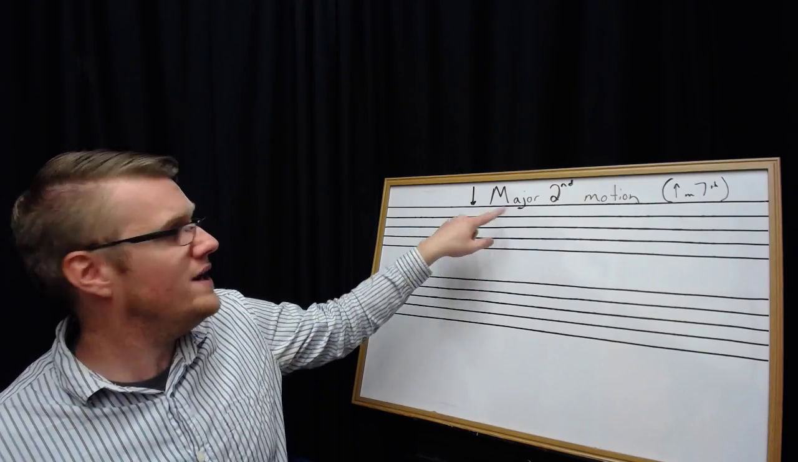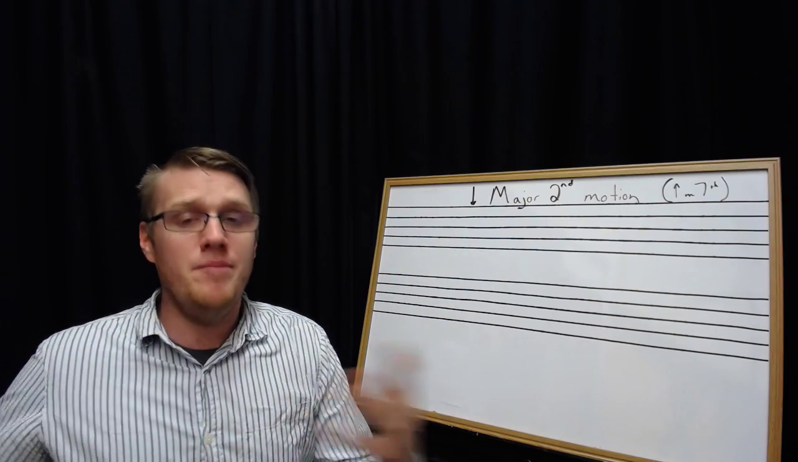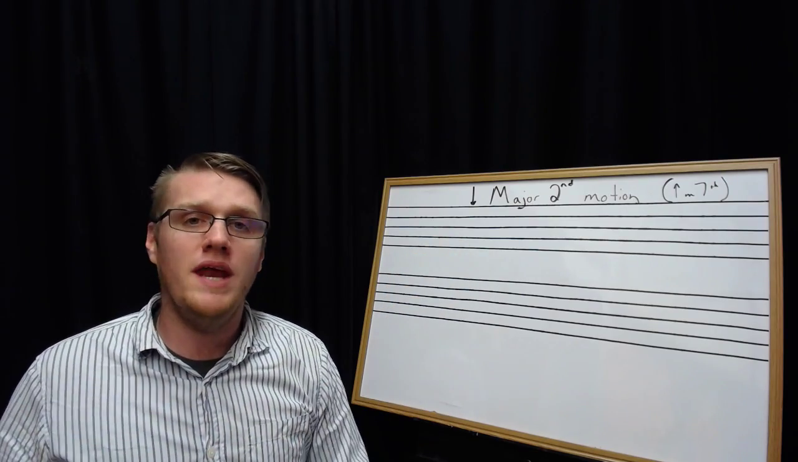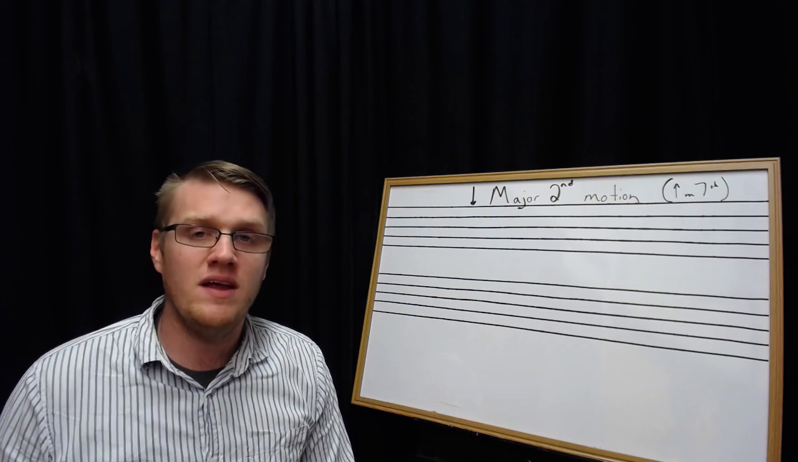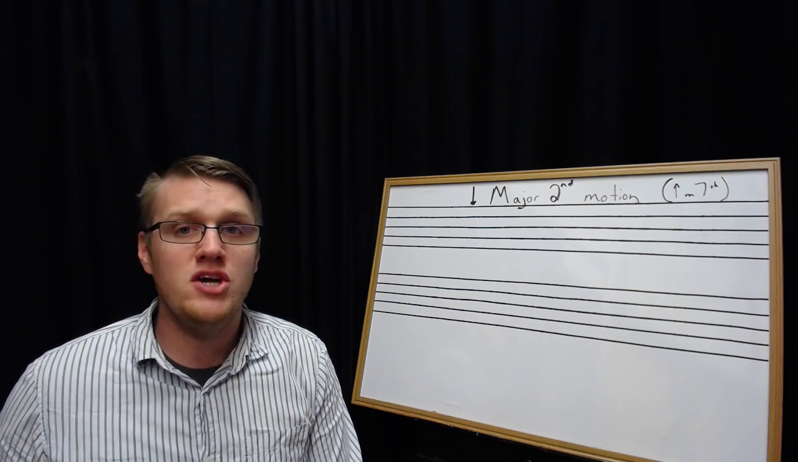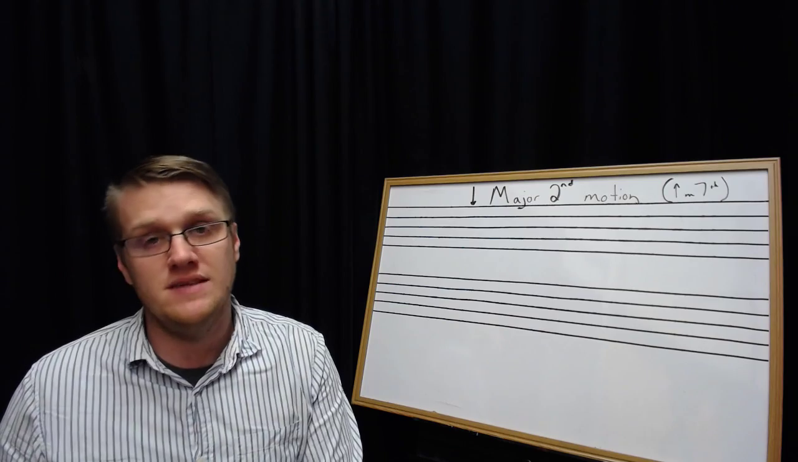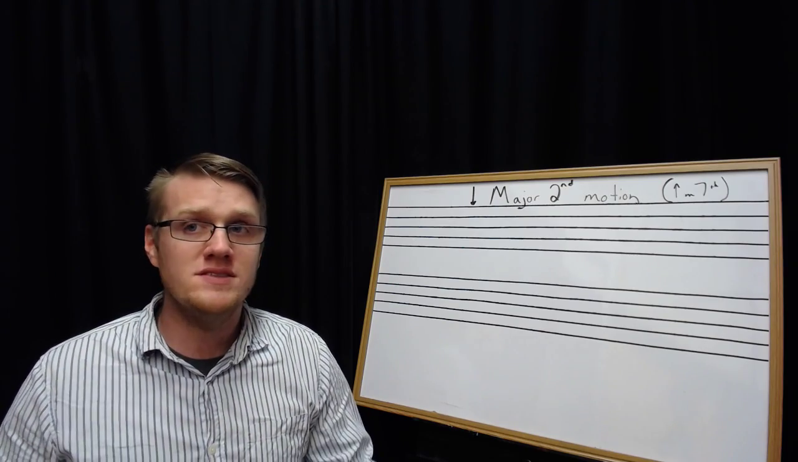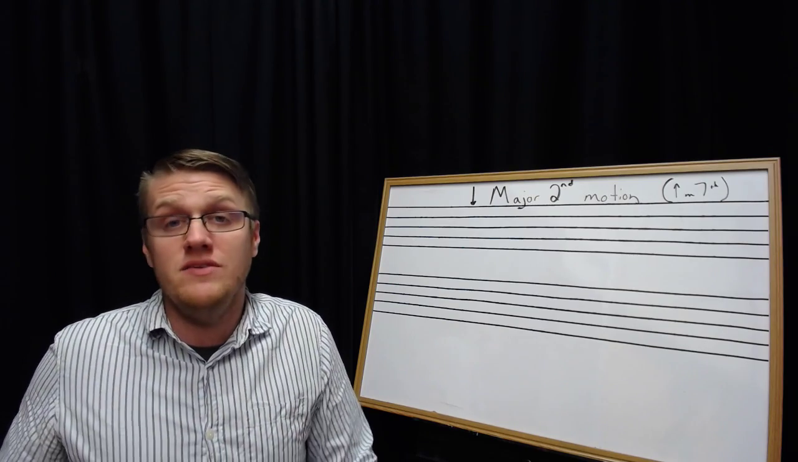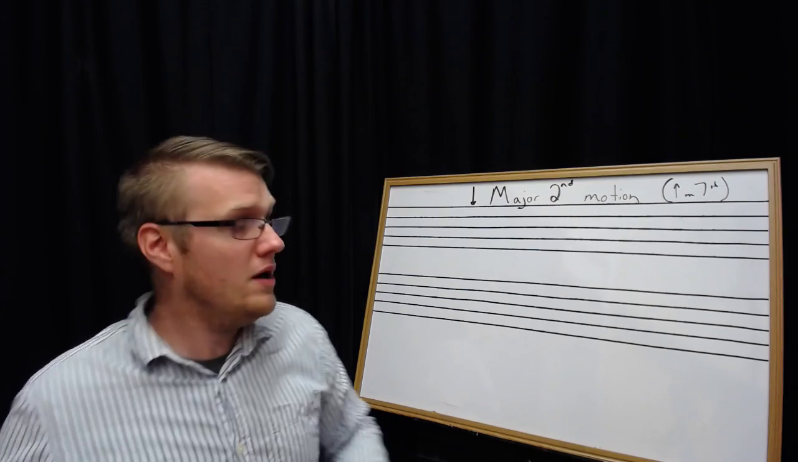If I am going down in major seconds, if I'm going up in major seconds, whatever, I am creating a whole tone scale. A whole tone scale is just 1, 2, 3, sharp 4, sharp 5, sharp 6 or flat 7, and then back to 1. They're all separated by a whole tone. There's not actually even a root since they're all the same interval apart.